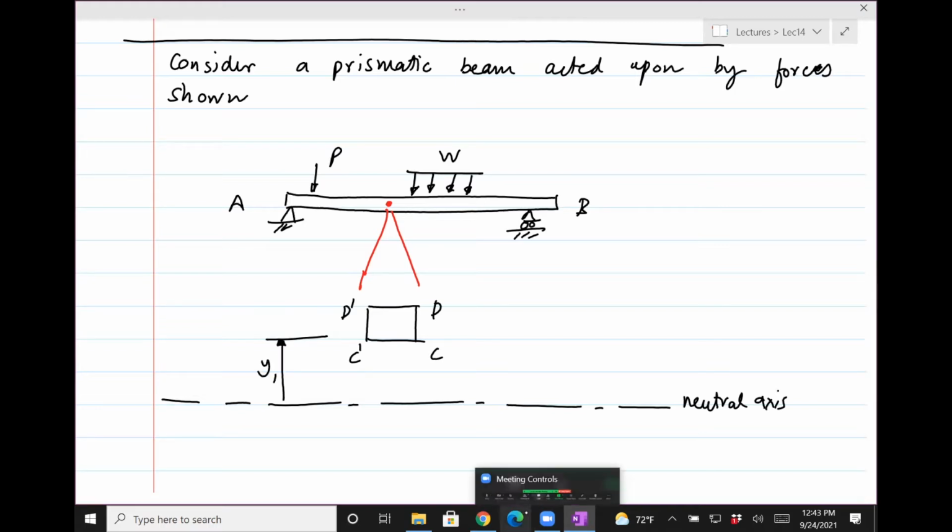And also let's assume that the distance of the outermost part, let's call that c. So D prime D is at a distance of c from the neutral axis.